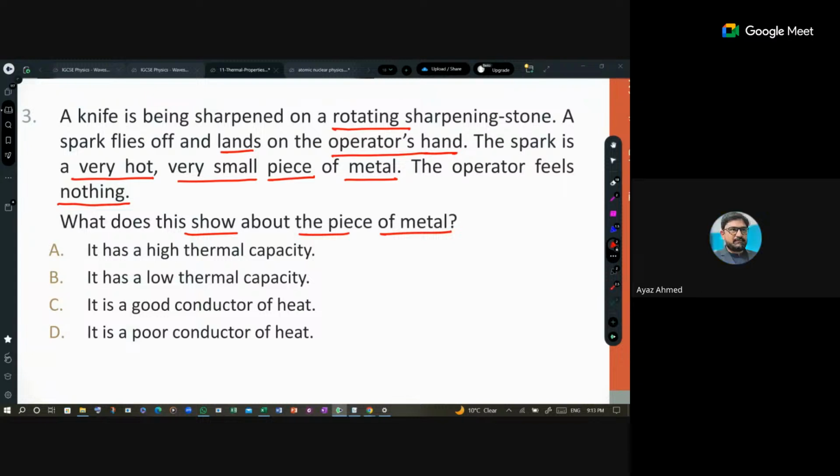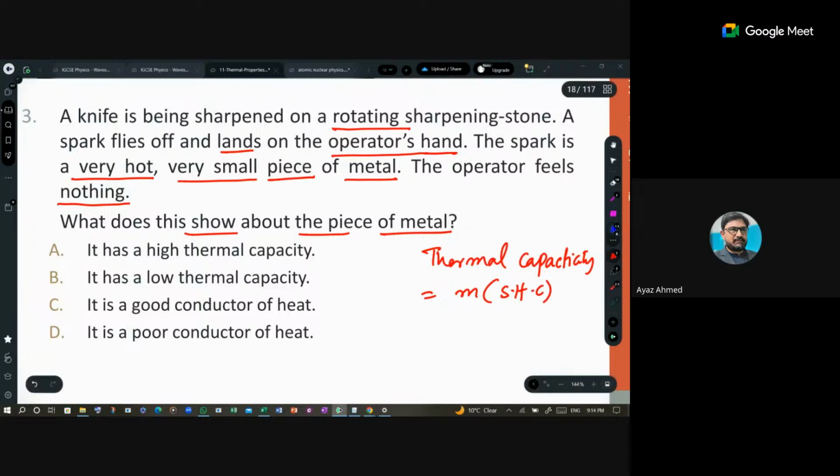सर, ये थर्मल कैपेसिटी को एक बार आप दोबारा से डिफाइन करेंगे? Yes, thermal capacity is basically not specific heat capacity. Remember this thing. Thermal capacity is mass times specific heat capacity. Actually, thermal capacity is your heat capacity, right?